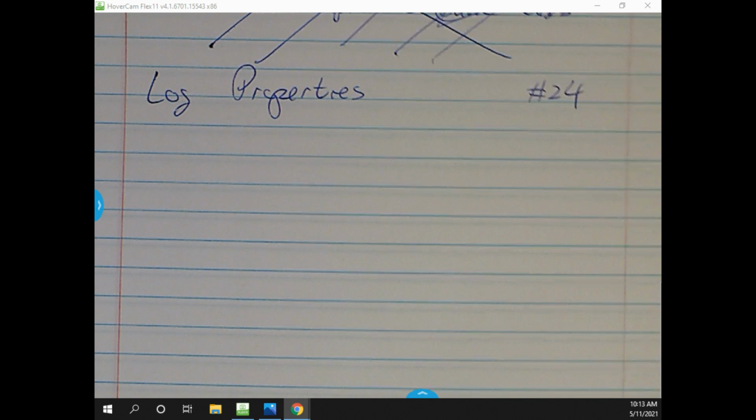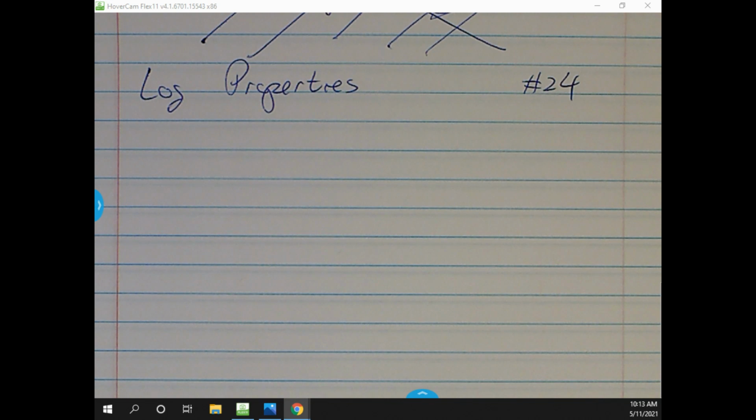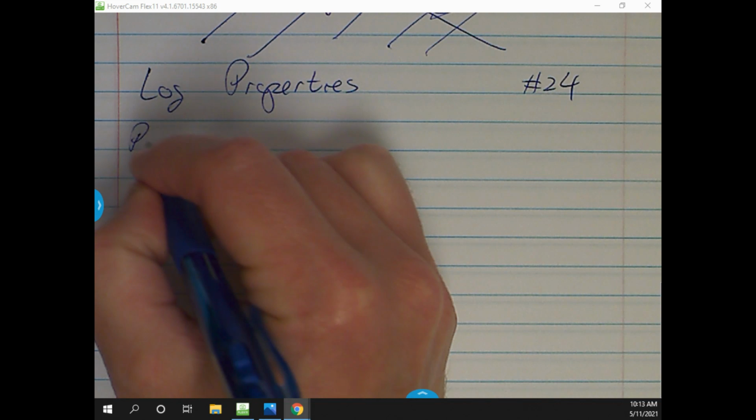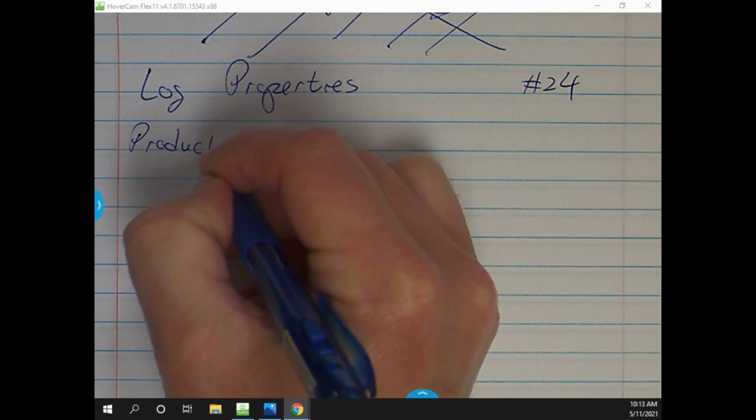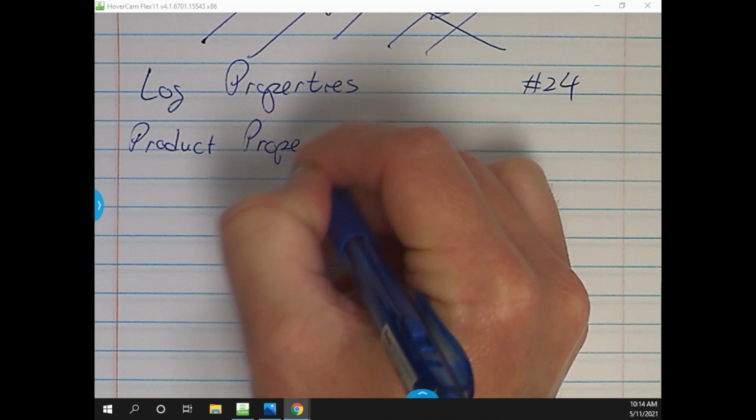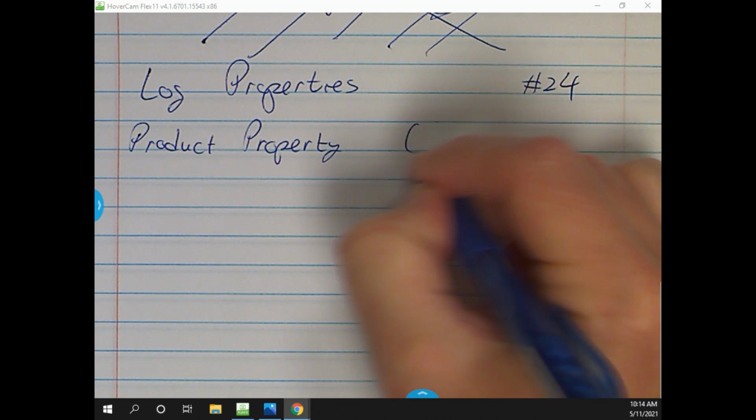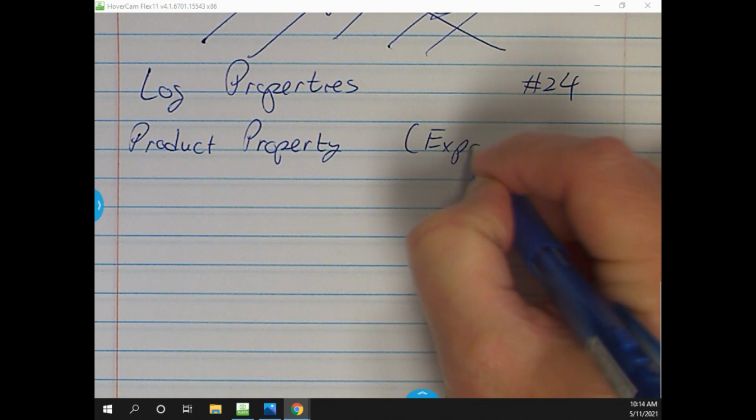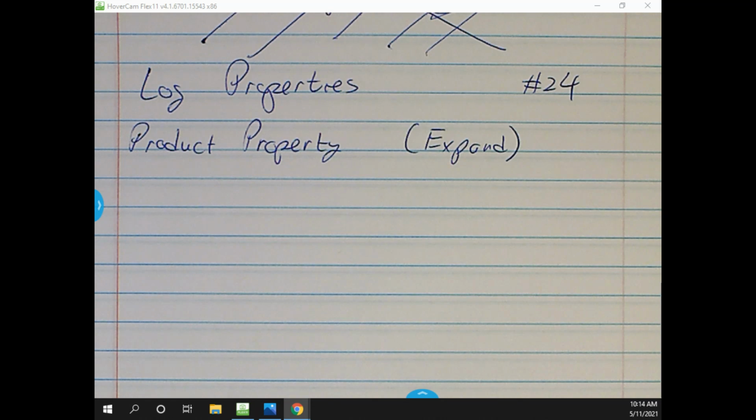Log properties that we're going to be doing for everything that's here. All right, there's three we're going to look at. First one is a product property. And again, for this one, we're going to expand. Expand is what it sounds like. We're going to take something that's kind of short and we're going to expand it and stretch it out and make it bigger when it comes off these.